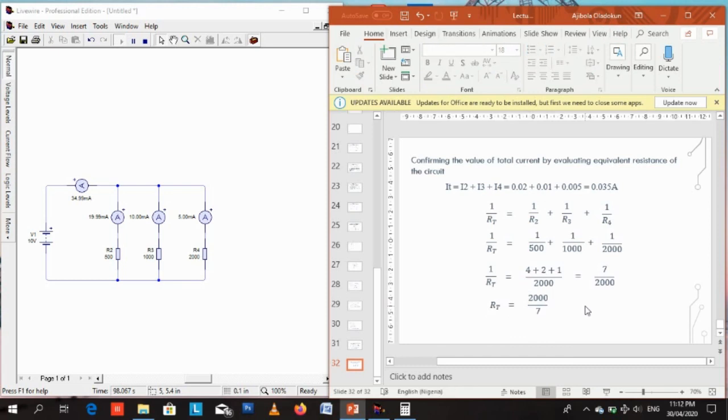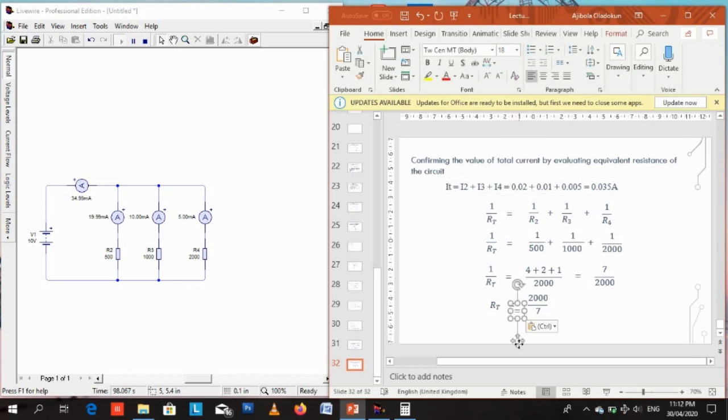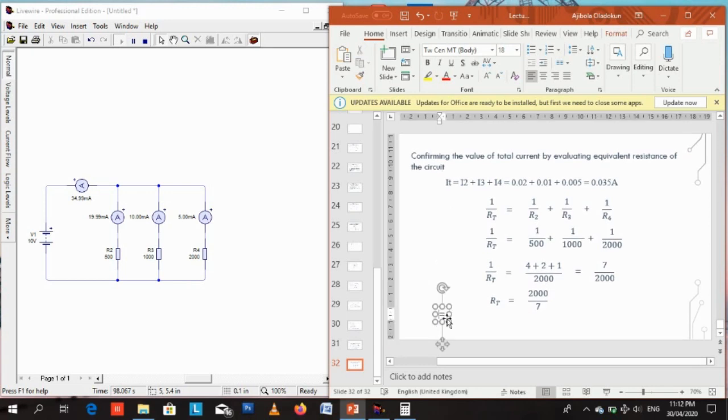So that's 2000 over 7. That is the total resistance. So the total resistance of the 3 resistors connected in parallel is 2000 over 7 ohms. Remember that what we're actually looking for is IT, total current. We got total current initially by adding the individual currents through each resistor. So we are exploring another method of still getting IT.